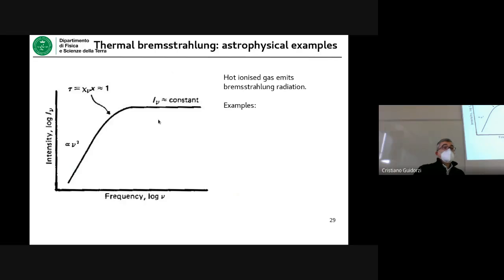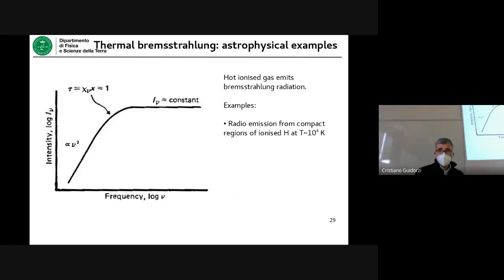Hot gas, you see, if you remember, the emission scales with the density of both ions and electrons. So it means that in order to have a good emitter of Bremsstrahlung radiation, you need hot gas, and particularly the density cannot be too small. Otherwise, you don't have enough gas, enough electrons to have a significant emission. So you can have a lot of examples here.